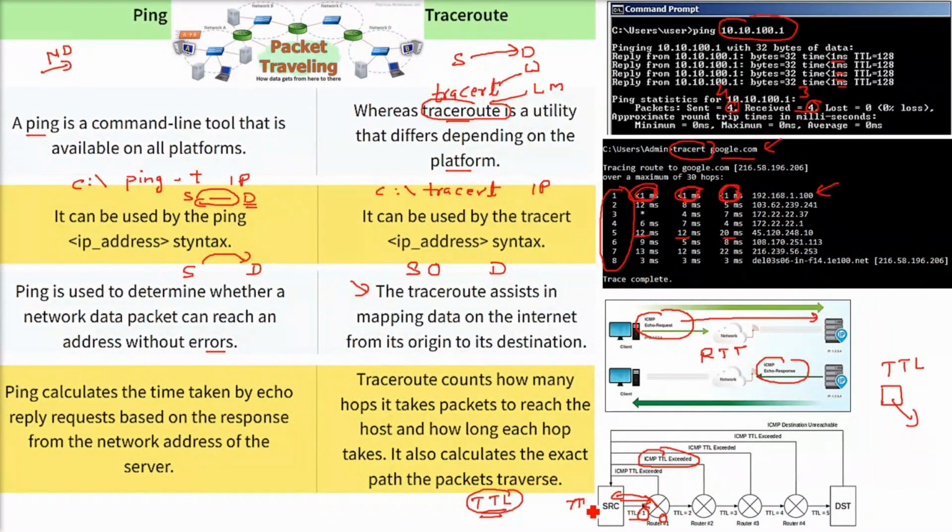Now TTL becomes 2. At TTL 1, it will become 1 at the first router and 0 at the second router. So the second router will again get an ICMP TTL exceeded. So it will return it back. So the 3 packets will return back. This is the second row I'm showing. That is the round trip time from the second router. So this goes on and on.